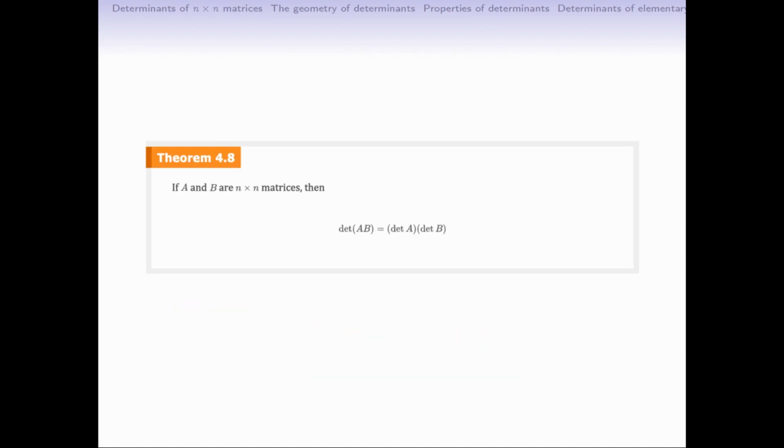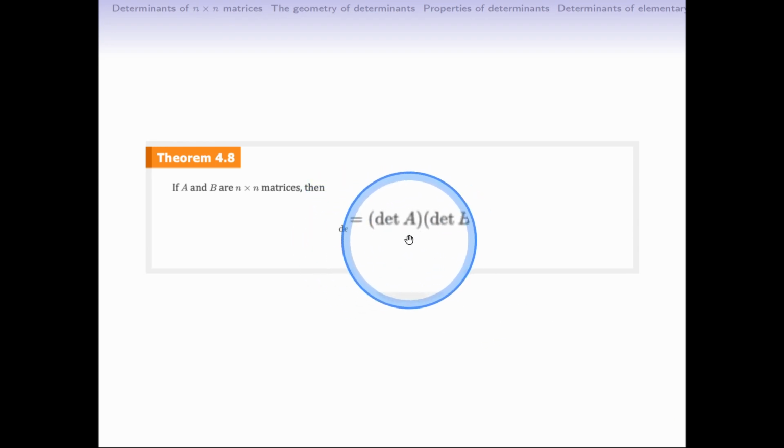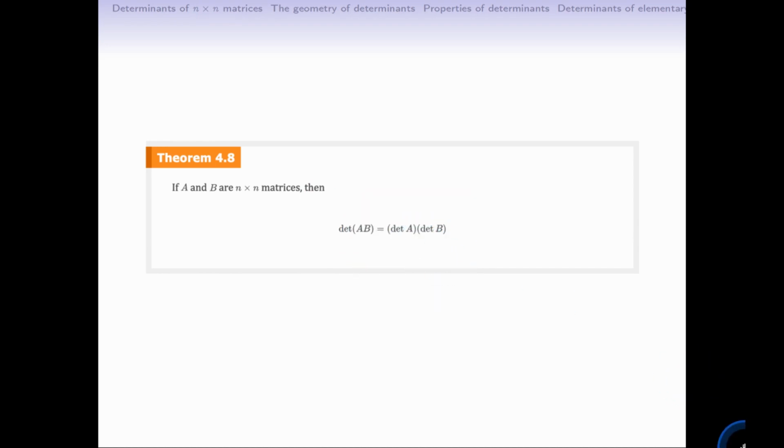Our next big result is theorem 4.8. If A and B are n by n matrices, then the determinant of the product of A and B is the product of the determinants. Now, the proof of this is not difficult, but it is a little bit more involved. So let's go to the document camera and look at the proof of theorem 4.8.